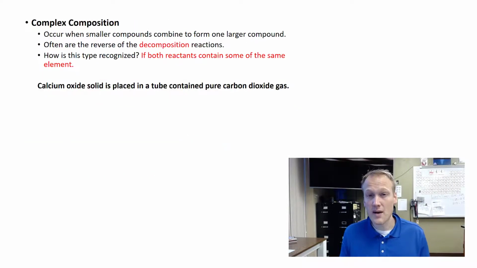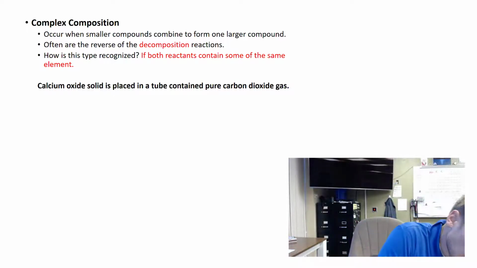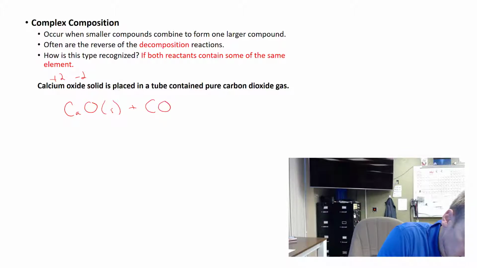We also have complex compositions or complex synthesis reactions, and those are just the opposite of the models for decomp that you have on your equation sheet. The easiest way to recognize these reactions is if both reactants have the same element present. So for instance, if we have calcium oxide, calcium's a +2, oxygen's a -2, so this would be CaO, and that's a solid. Placed in a tube with carbon dioxide gas, CO2, gas.